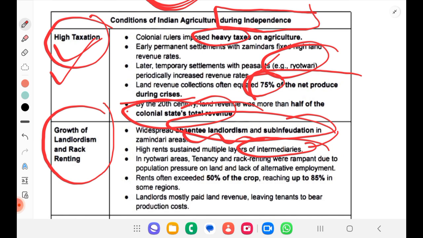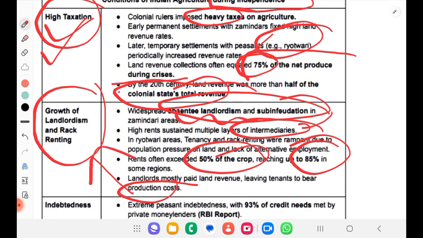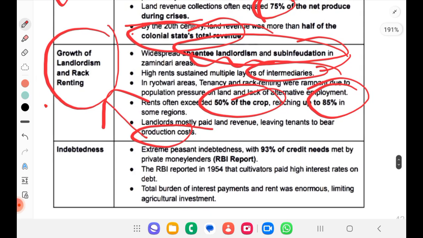In Raitwari areas, tenancies and rack renting were rampant due to population pressure on land and lack of alternative employment. Rents often exceeded 50% of the crop, reaching up to 85% in some seasons and regions. Landlords mostly paid land revenue, leaving tenants to bear production cost. So production cost will be on the farmers, but the revenue will go to landlords. That too because of growth of landlordism and multiple intermediaries. So this is again a key term, growth of landlordism and rack renting.